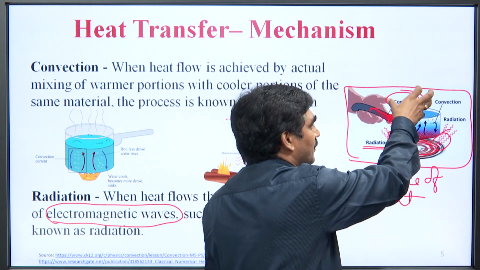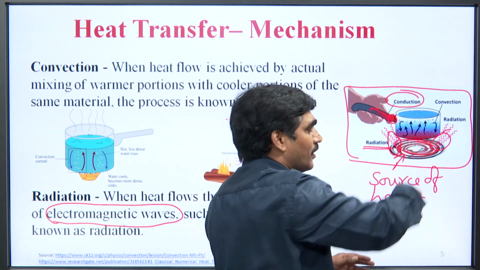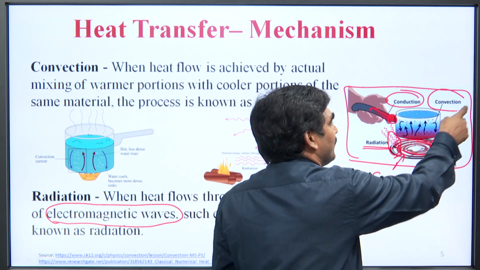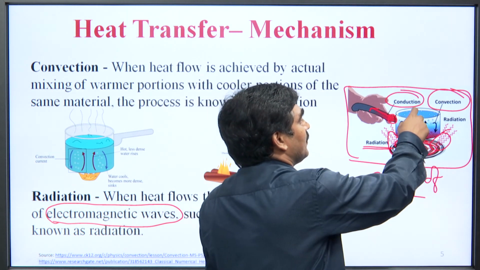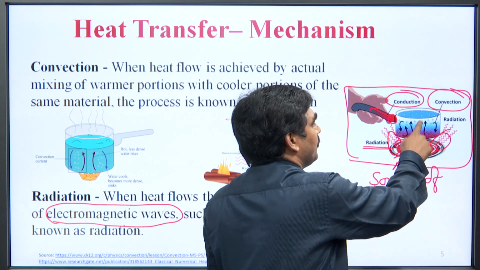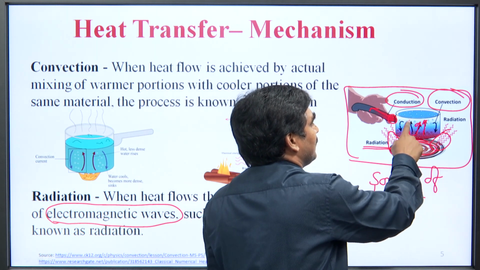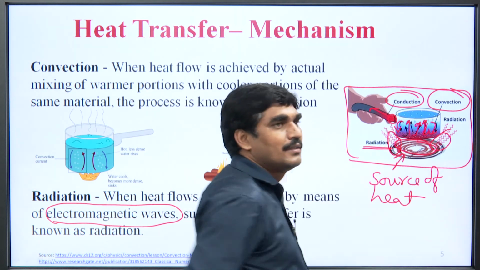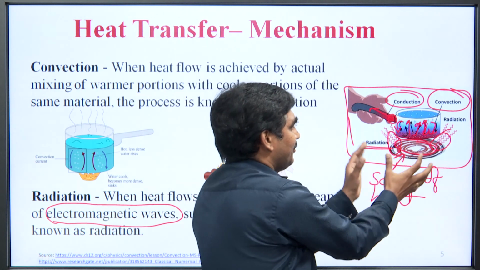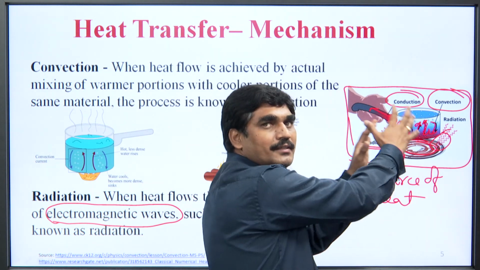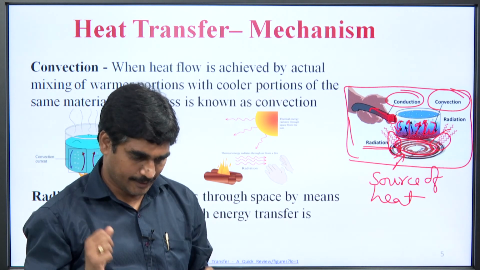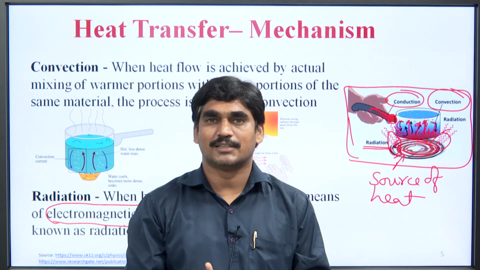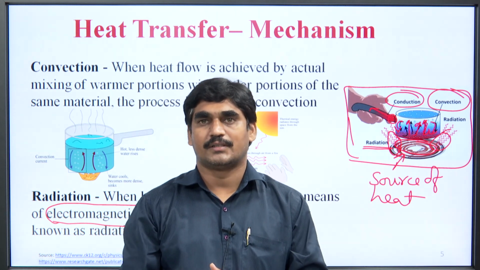In this pan the water is filled, and the heat transfer within the water takes place by the mechanism of convection. That means, hotter liquid moves in upward direction, cooler liquid moves in downward direction. So, all this process takes place simultaneously in a single experiment. So, these are the three different mechanisms by which heat transfer takes place.